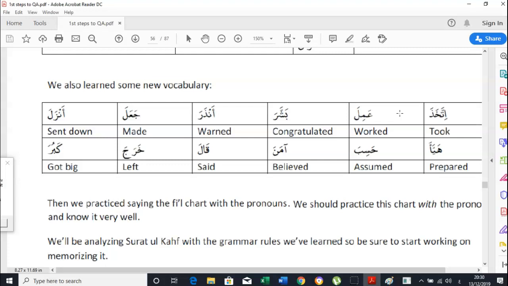Amilna. Okay. Let's do ittakhadha. Took. Both of them took. Females. Okay, both of them females took. Bit of a tongue twister maybe.